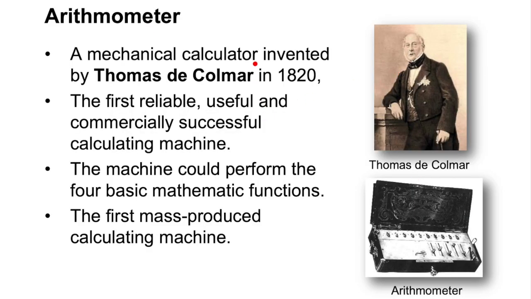So the arithmometer is also a mechanical calculator, invented by Thomas de Colmar in 1820. It is the first reliable, useful, and commercially successful calculating machine. These machines could perform 4 basic arithmetic operations.